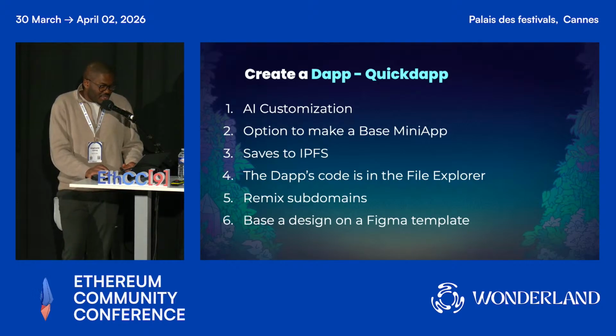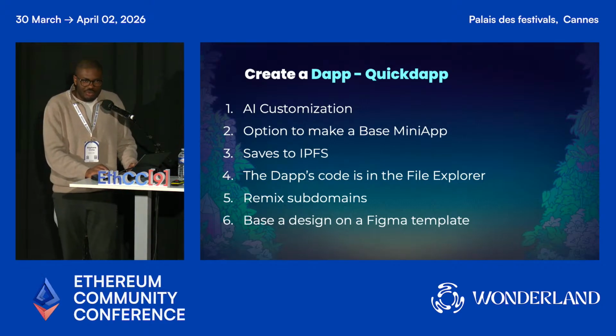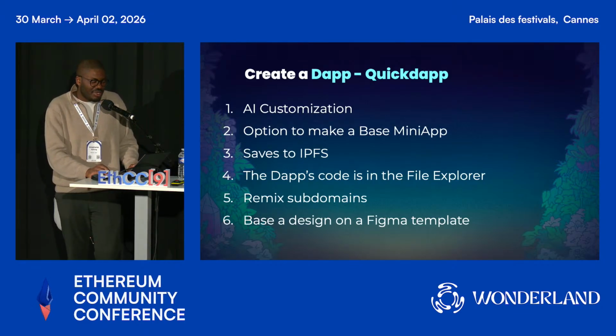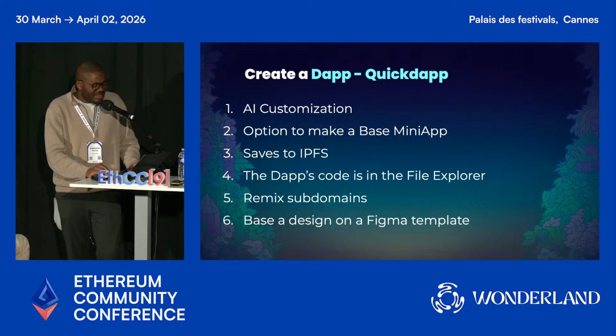Yeah, now we come to the second part of our workshop, which is about DApp creation. We call this QuickDapp. QuickDapp, why? Because it's quick. We can really create a decentralized application in a very quick manner, and this has been done by extending our already available QuickDapp version 1 by integrating AI.